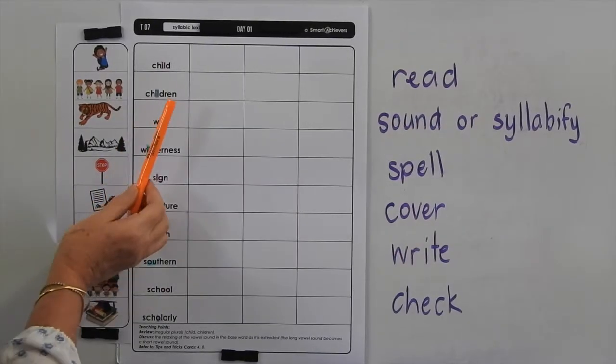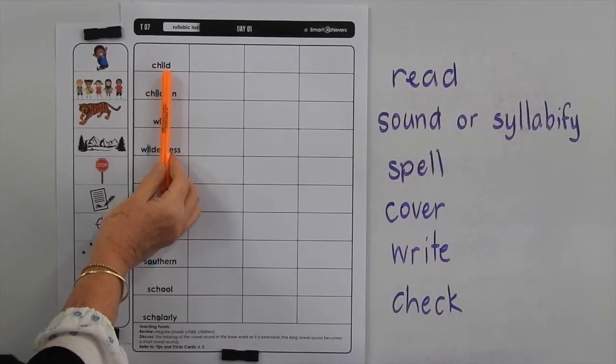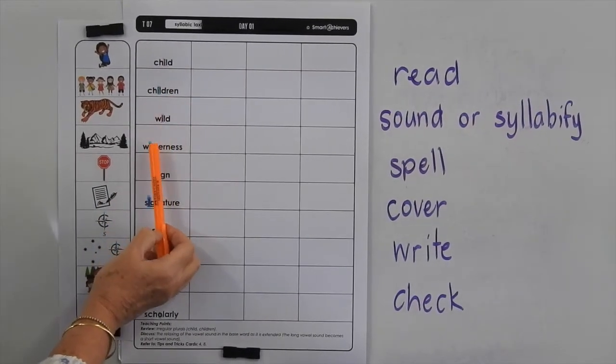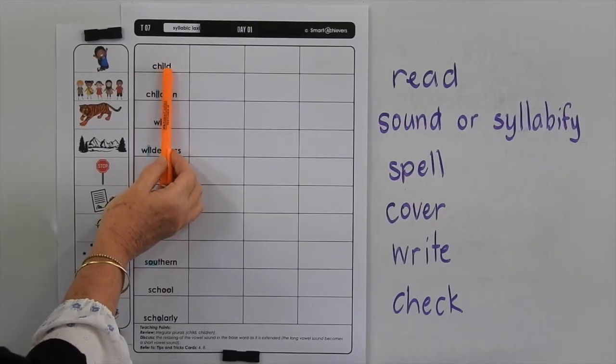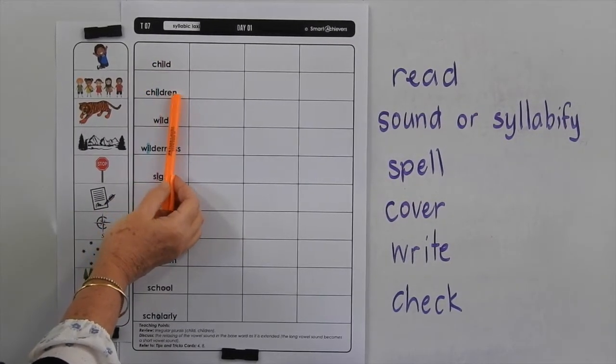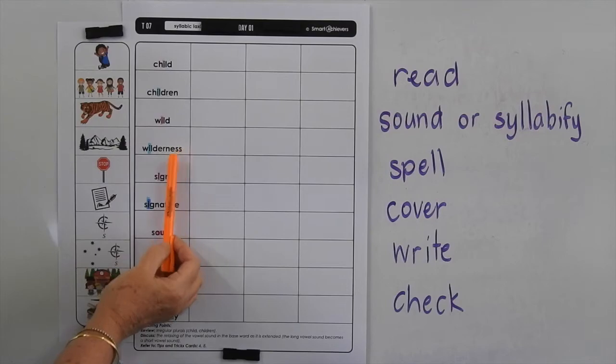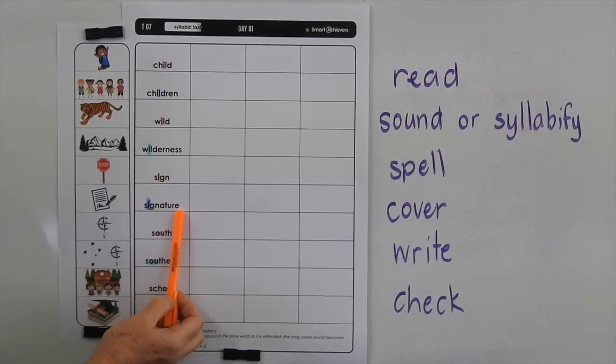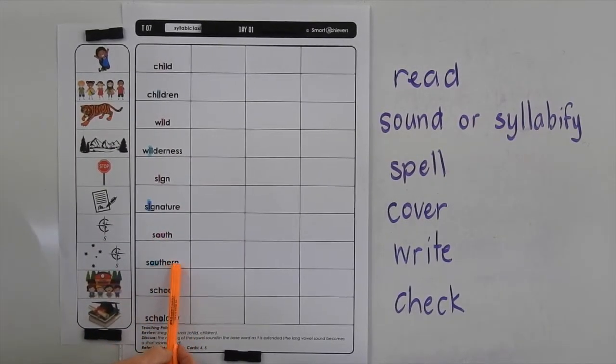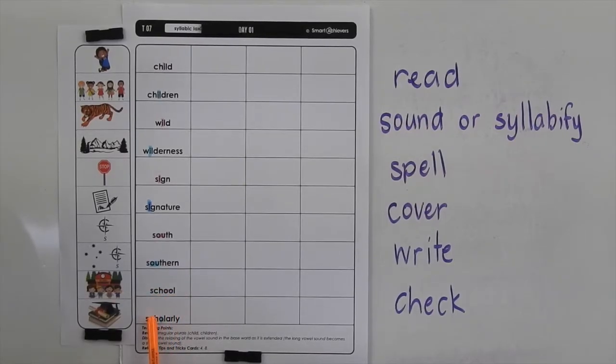In these words, we're changing the long vowel sound to a short vowel sound when we extend these words. So the base word is child, and it changes to children. Wild changes to wilderness. Sign changes to signature. South, we're changing to southern. And school, we're changing to scholarly.